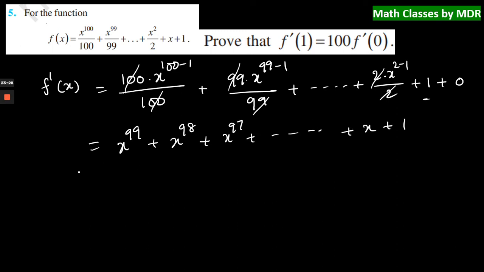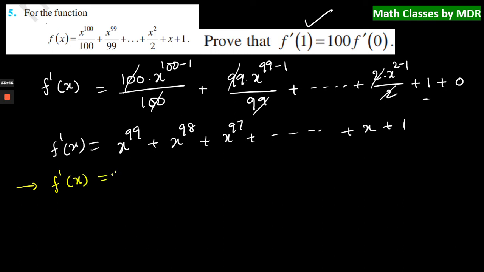Right? This is what f prime x is. Now let us see, to prove this, f prime 1 is equal to 100 f prime 0. So let us take first f prime 1. What is f prime 1 here? Let us take f prime 1.